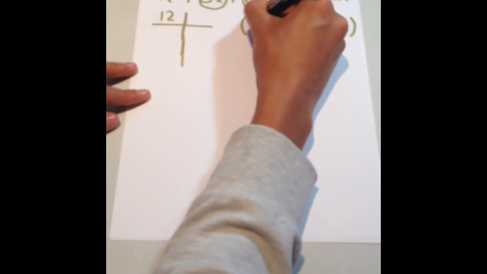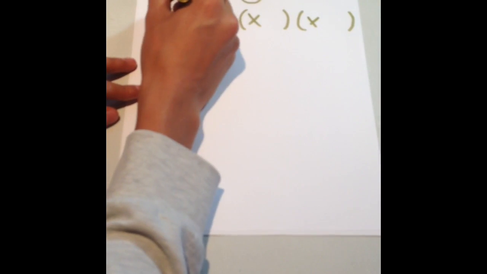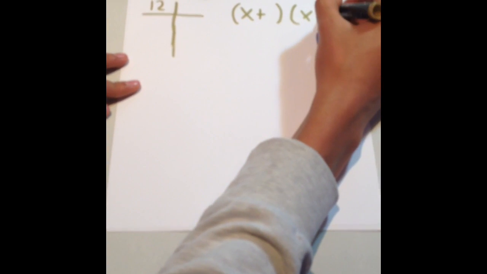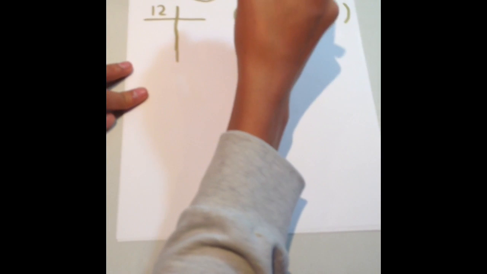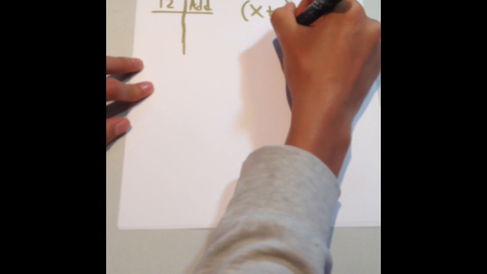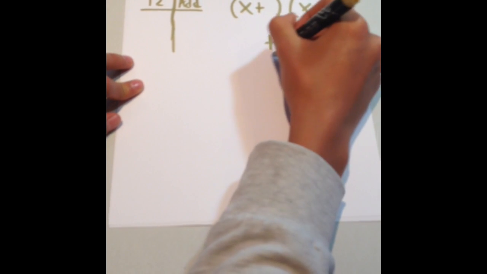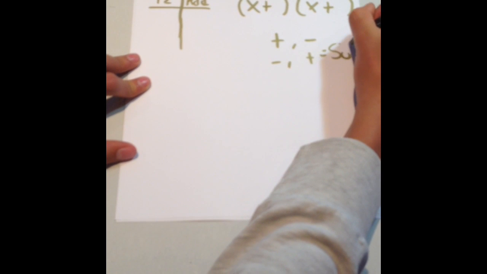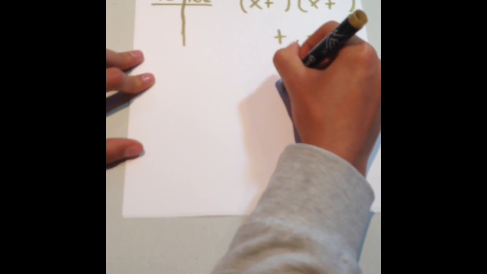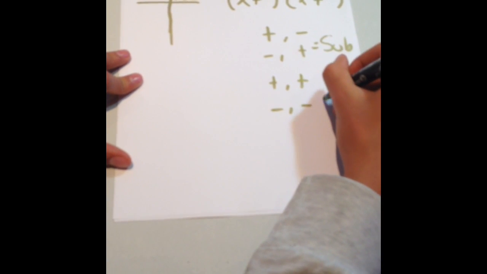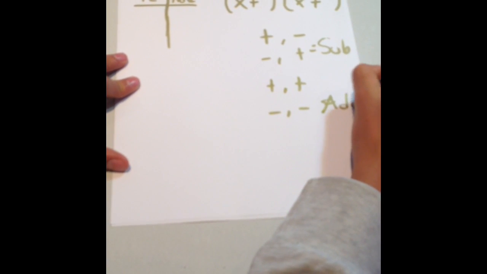To see if we have to add or subtract, you should make two parentheses, each one with one x, and you should say if it is plus times plus, it is plus in the first sign, and then you multiply the two signs. If you get a negative and a positive, you subtract. If you get a positive and a positive, or a negative and a negative, you add.